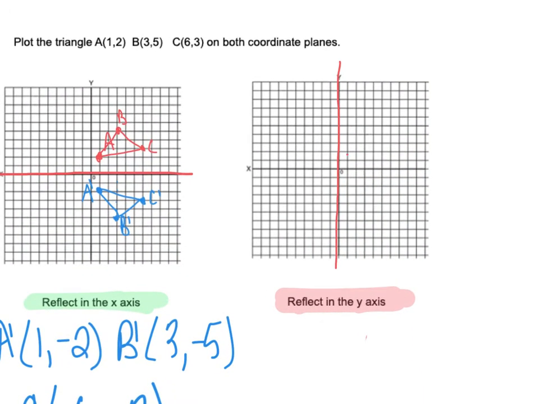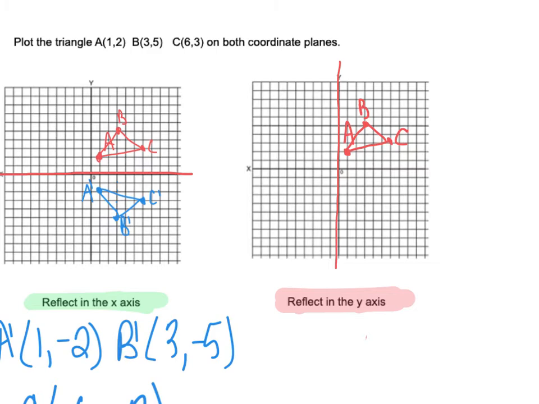A is (1, 2), B is at (3, 5), and C is at (6, 3). And we've got our triangle here. This time we're reflecting in the y-axis, so we're going to go left to right here.